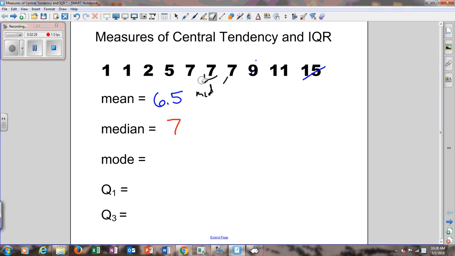The mode is the easiest one. It's just whichever number occurs the most often. Now, it is possible to have more than one mode, because you just count how often numbers occur. There's 2 1s, but there's 3 7s. So 7 would be your mode.